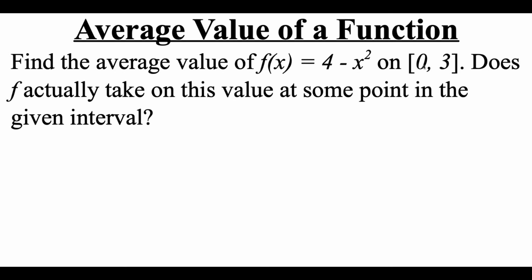To find our average value, we said we were going to do 1 over the upper limit of our interval, which is 3, minus the lower limit of our interval, which is 0. But then we have to multiply that by the integral from 0 to 3 of our function 4 minus x squared dx. Now, we haven't actually learned how to do these integrals by hand yet, so I'm going to use my calculator to help me evaluate that part.